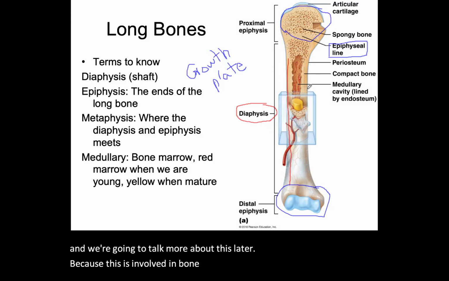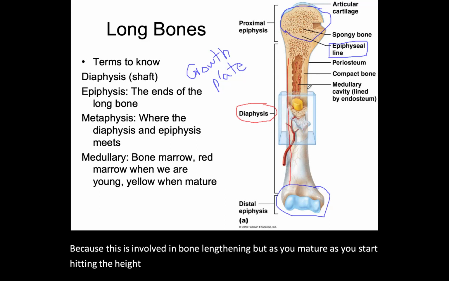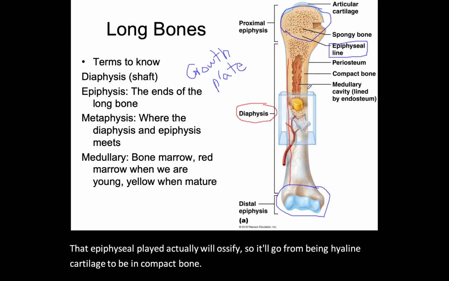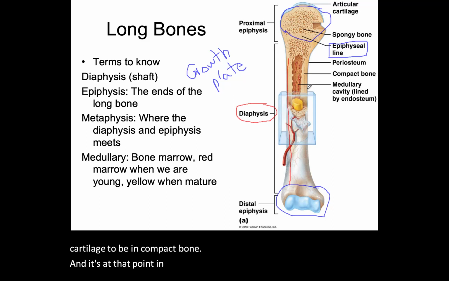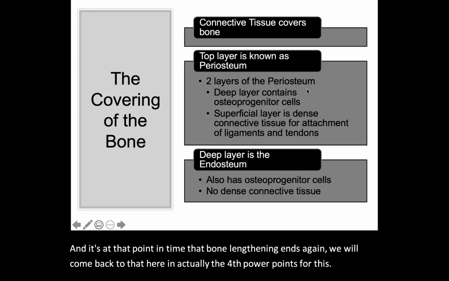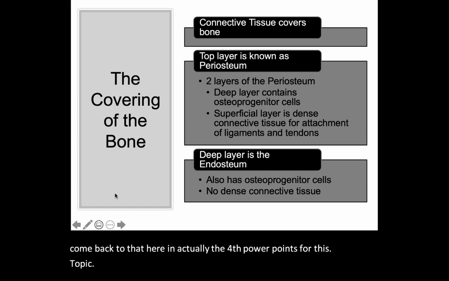But as you mature, as you start hitting the height of puberty, that epiphyseal plate actually will ossify. So it'll go from being hyaline cartilage to being compact bone. And it's at that point in time that bone lengthening ends. Again, we will come back to that in the fourth PowerPoint for this topic.